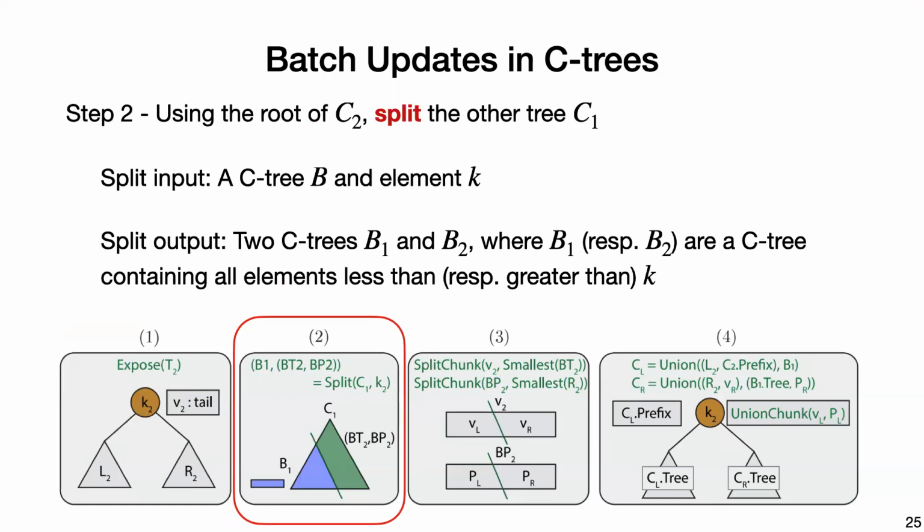So like I said, using the root that we got from expose, this root of C sub 2, we split the other tree C sub 1. And split is some actual API that the library implements. It takes as input a C tree and an element that you're going to split the tree on. And as output, you get 2 C trees, B sub 1 and B sub 2, where B sub 1, the left one, contains all the elements less than K, which is the element that you split it on. And the second one, the right one, contains all the elements greater than the one that you split it on.